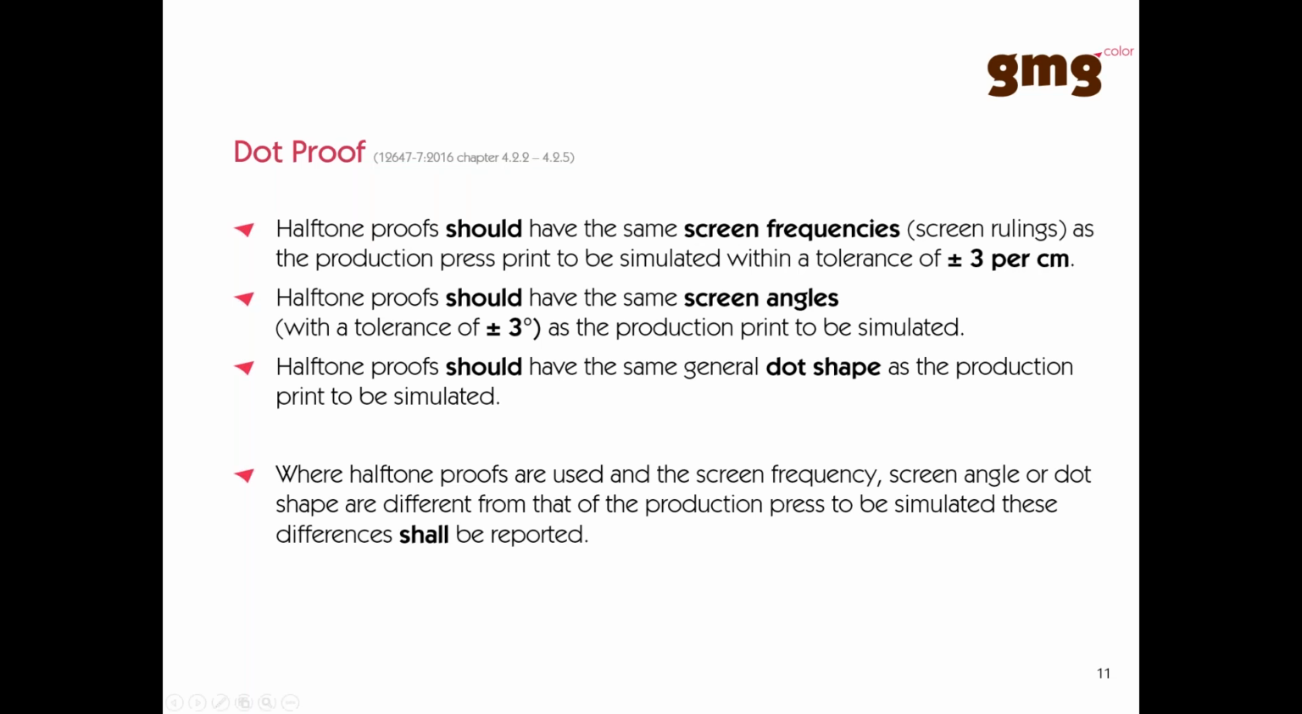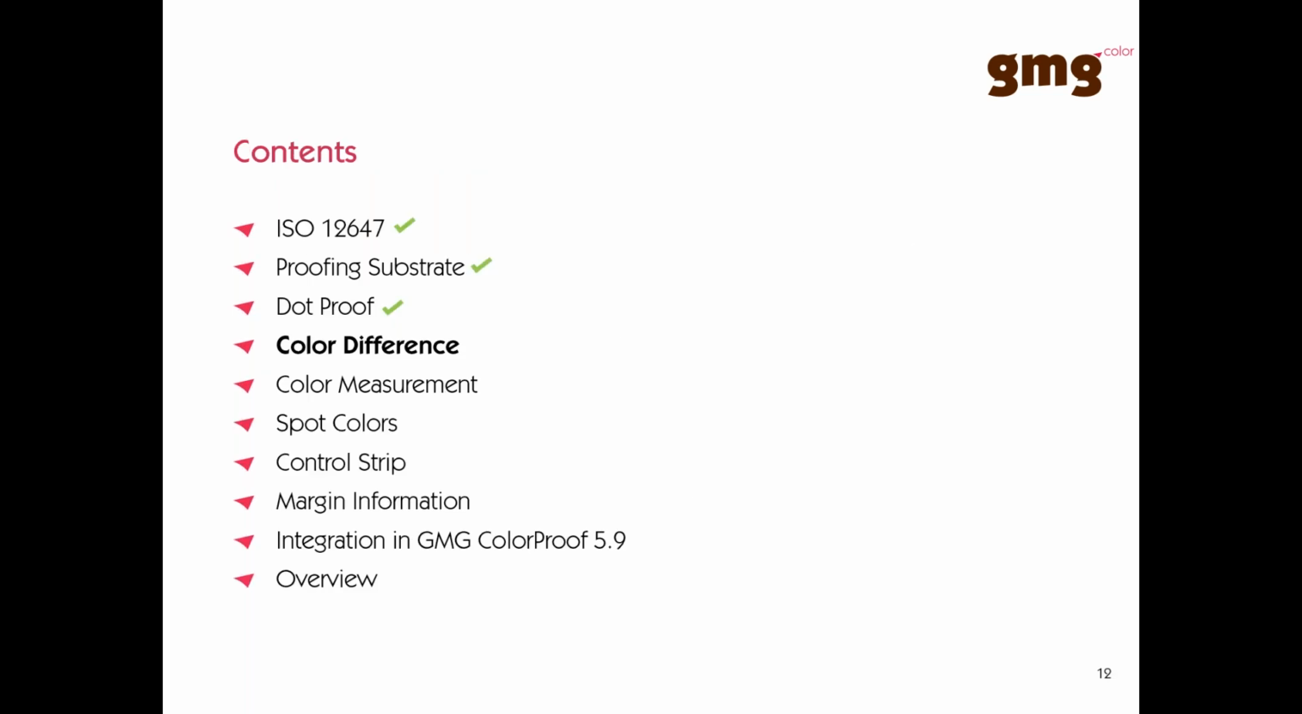Very important is that the standard defines the documentation of all parameters. Screening frequency, angle, and dot shape shall be reported if they differ from the proof. So if you RIP your data with your proof RIP to make a dot proof, all differences to the final 1-bit data have to be documented.